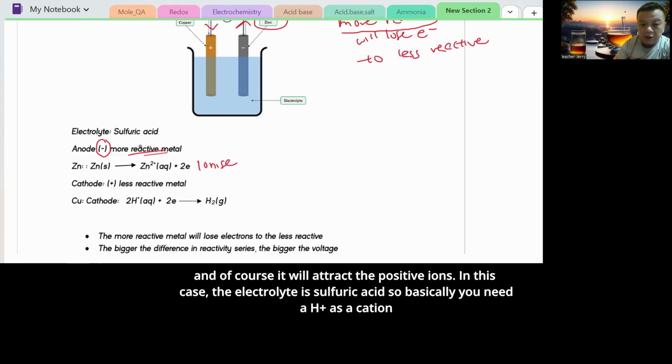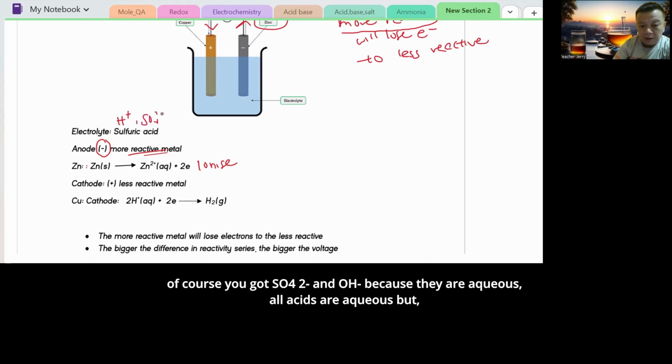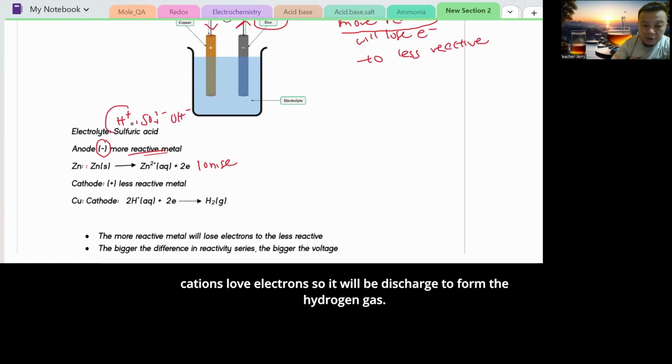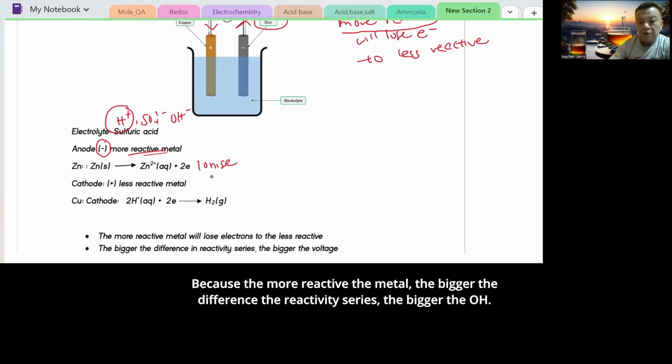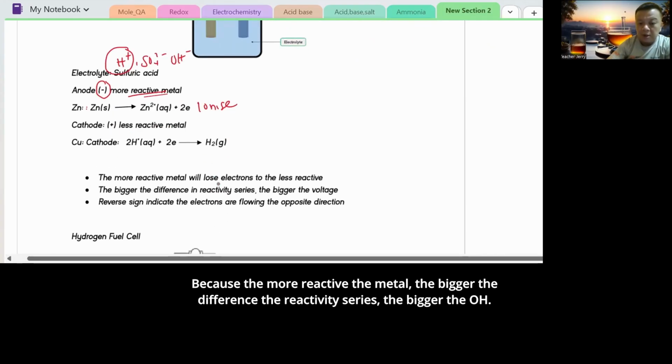In this case, your electrolyte is sulfuric acid. So basically, you only have H+ as a cation. Of course, you've got SO4 2- and OH- because all acids ionize in water. But cations love electrons, so H+ will be discharged and form hydrogen gas. And of course, the bigger the difference in the reactivity series, the bigger the voltage.